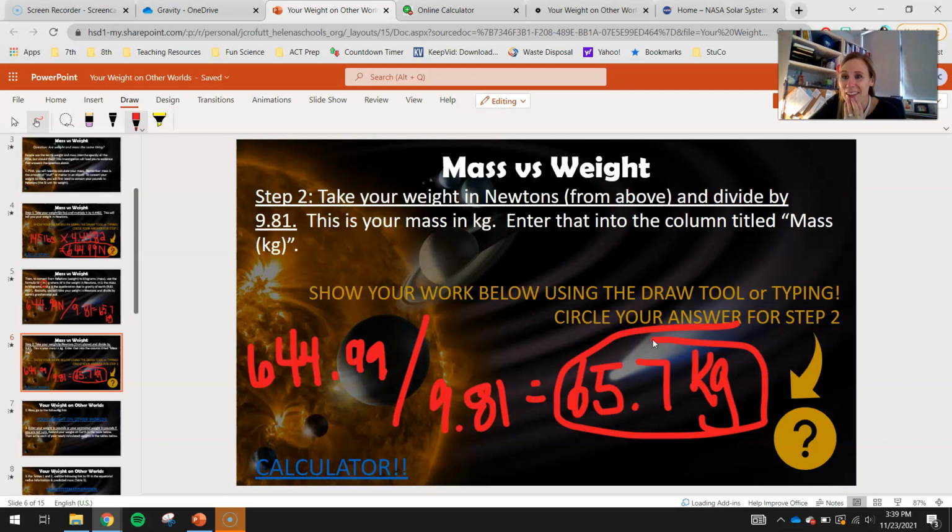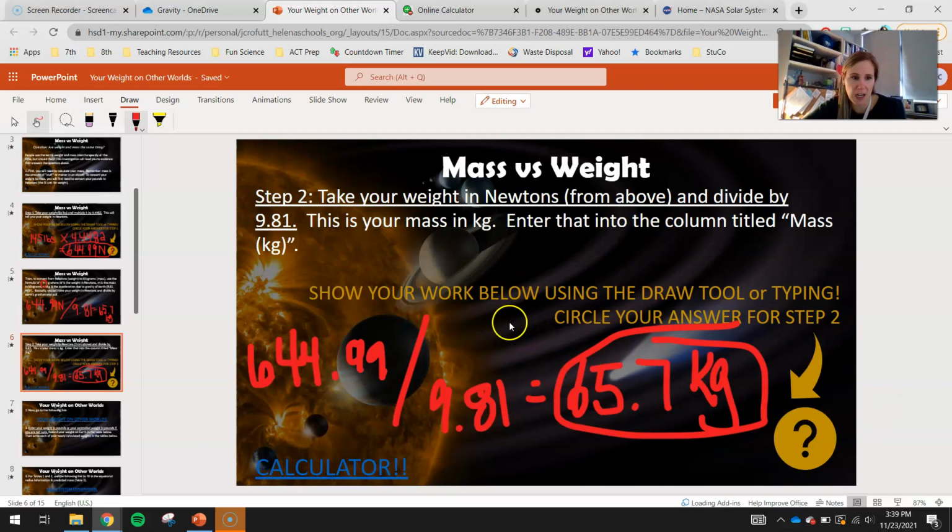So basically, if I look at all the matter that makes up my body as Ms. Crawford, all the atoms, all the molecules, I'm going to add them up, and they're going to have a total mass of 65.7 kilograms. If I go to the moon, I am still made up of the same number of atoms and the same number of molecules. So if I go to the moon, my mass is still 65.7 kilograms.